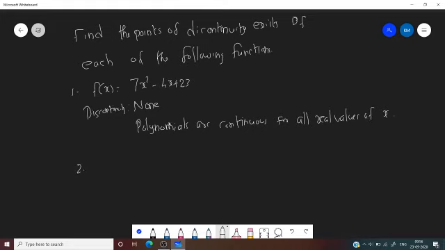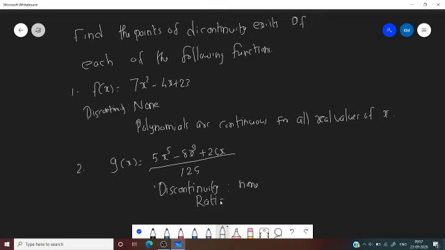Second question is g of x equal to 5x raised to 5 minus 8x cube plus 26x, divided by 125. This is a rational function as it is of the form f of x by h of x, where f of x is 5x raised to 5 minus 8x cube plus 26x, and h of x is 125, the denominator, not equal to 0. And we know that rational functions are continuous everywhere except where they are undefined. So there is no discontinuity. Discontinuity: none.